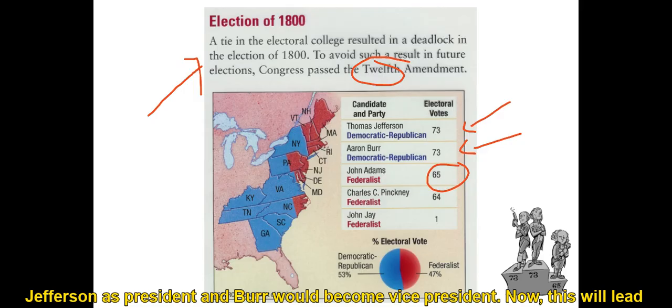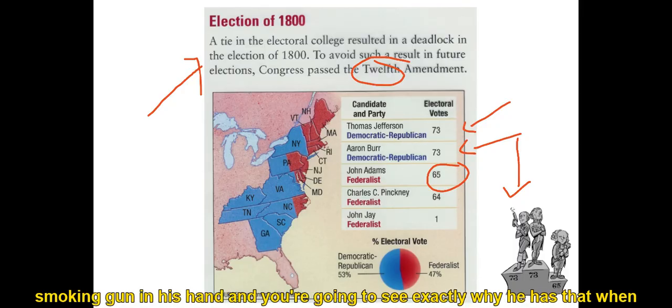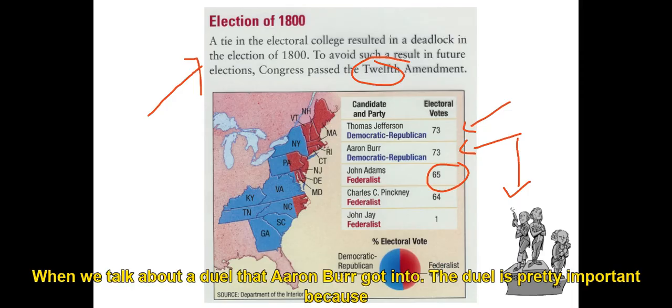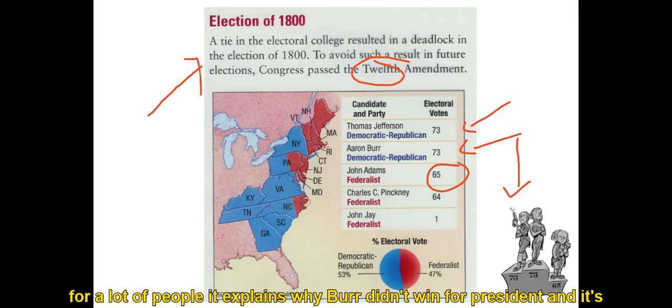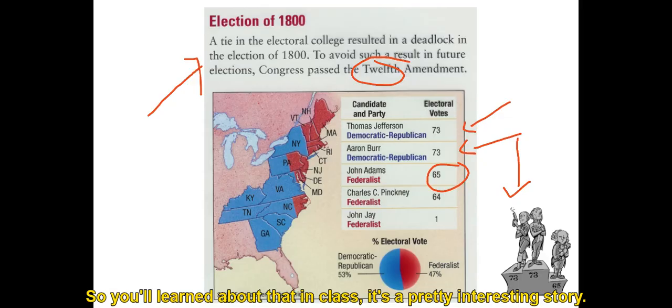Now, this will lead to this if you look down here closely. And that's Aaron Burr, and he's got a smoking gun in his hand. And you're going to see exactly why he has that when we talk in class. When we talk about a duel that Aaron Burr got into, the duel is pretty important because for a lot of people, it explains why Burr didn't win for president. And it's what caused the 36th vote that kind of gave the election to Jefferson. So you'll learn about that in class. It's a pretty interesting story.